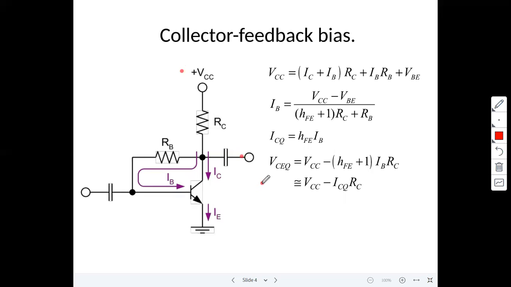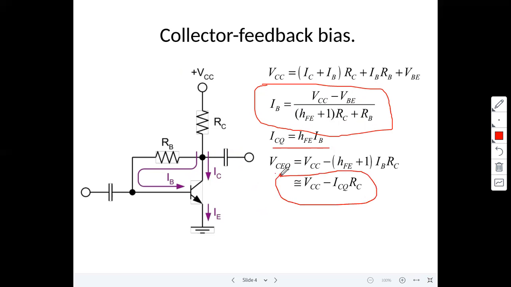Okay, this is the summary of the previous two derivations. IB in terms of resistor values and junction: IB is equal to (VCC minus VBE) by ((HFE plus 1) into RC plus RB). ICQ is equal to HFE into IB. VCEQ is then finally approximately VCC minus ICQ into RC.